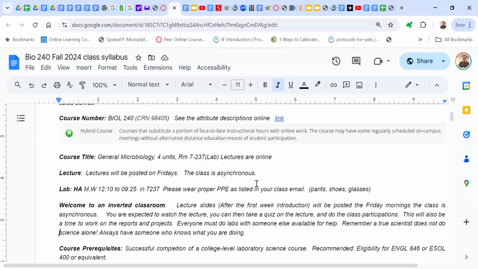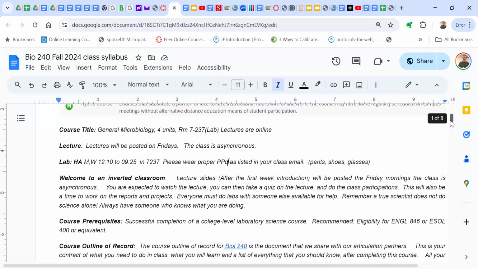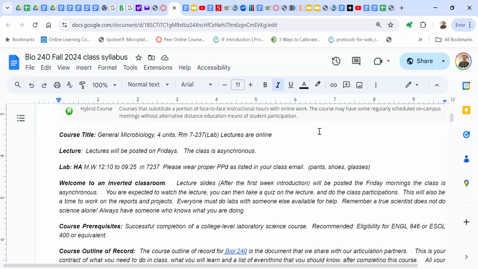In lab, you need to wear proper personal protective devices, PPD, not PPE, PPD, as listed in class. Basically, you need to come in socks and shoes, hair tied back, glasses, and a lab coat. We can provide you with a lab coat if you need one. This is the inverted classroom, where it's doubly inverted: I'm planning some lectures, you look at those lectures, you read the materials, and then there are some activities for you to do.